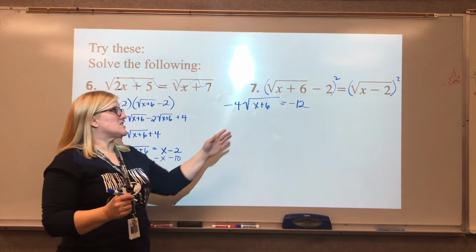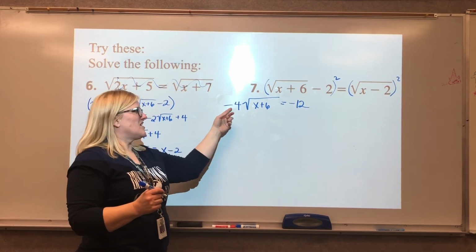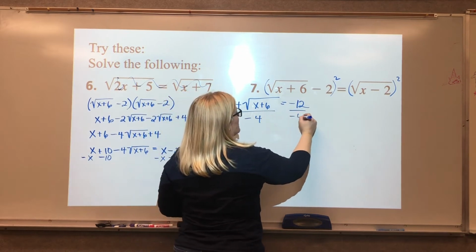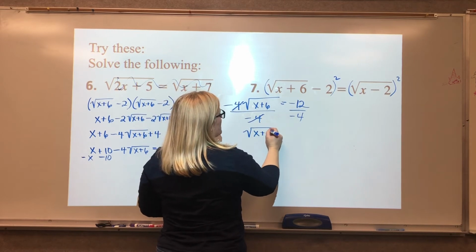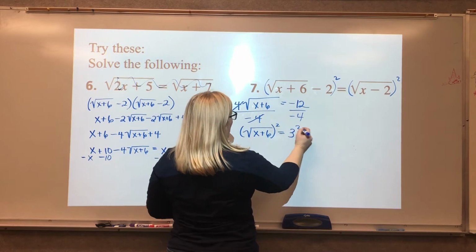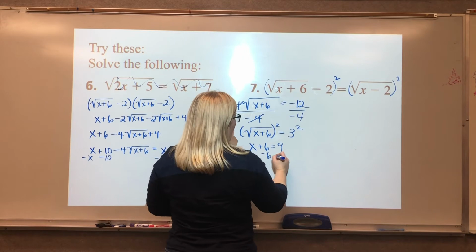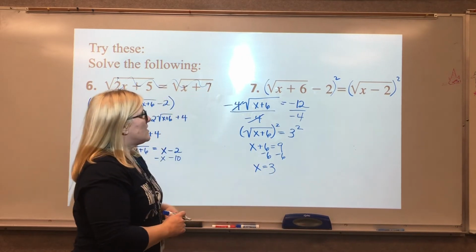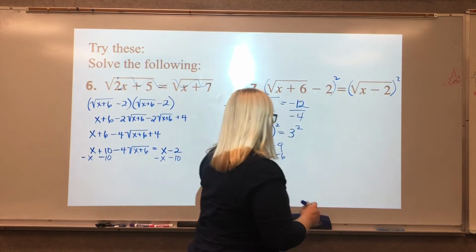Now again, we look at this and go, oh, you can't take the square root of this and get a negative. But look, I have a negative 4 right here in the front. So when I divide through by negative 4, I get the square root of x plus 6 equals 3. And now, when I square, I have x plus 6 equals 9. Subtract 6, x equals 3. So the square root of 9 is 3 minus 2 is 1, and the square root of 1 is 1.